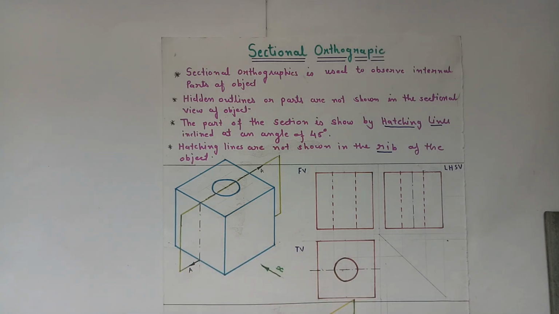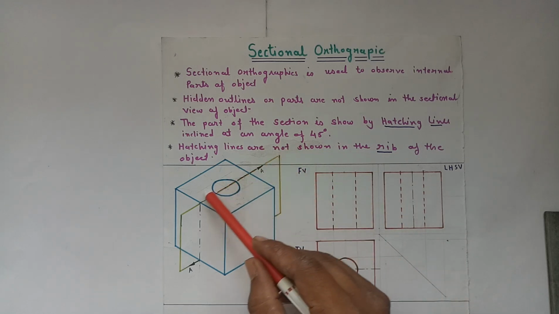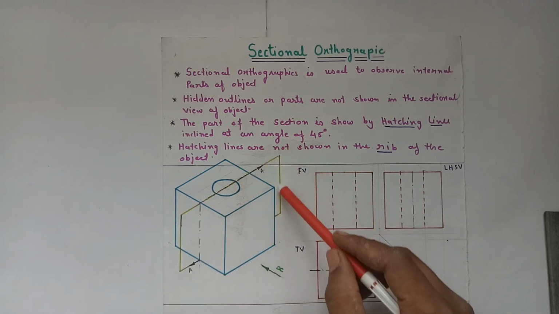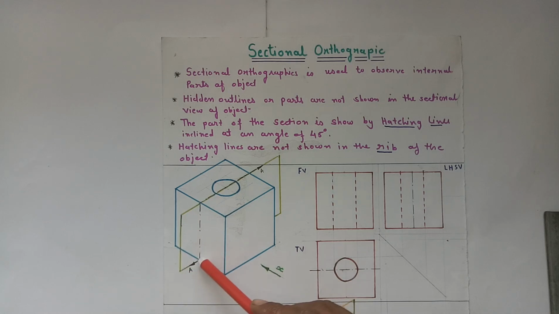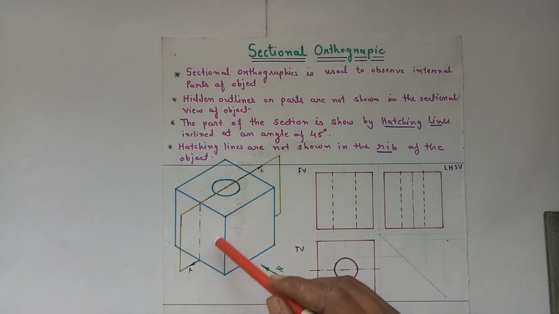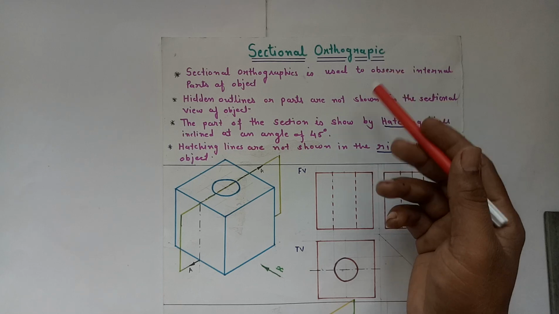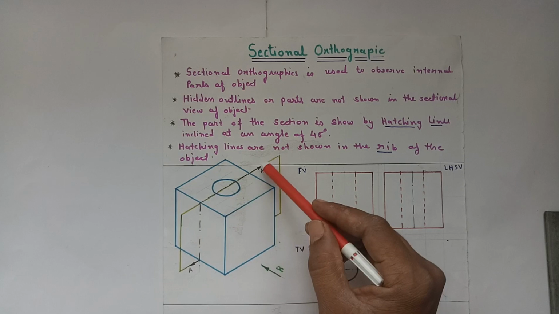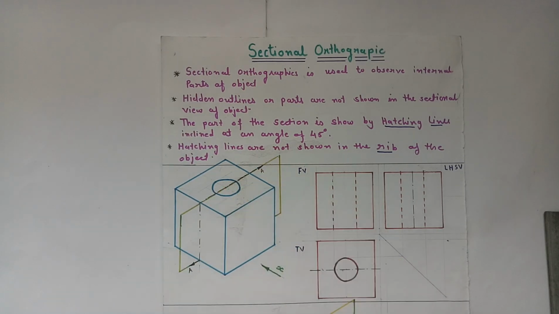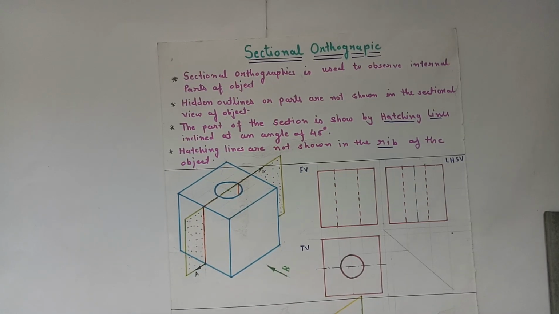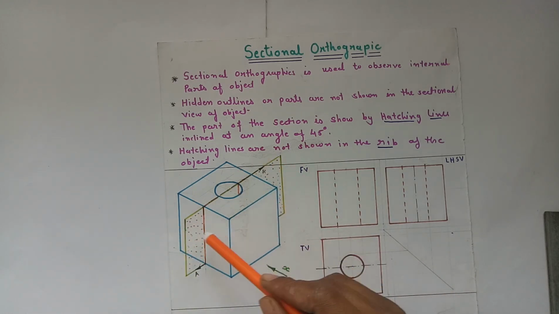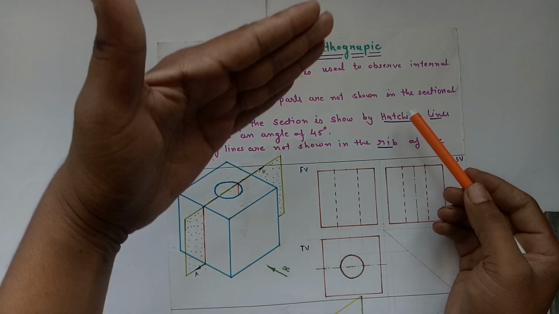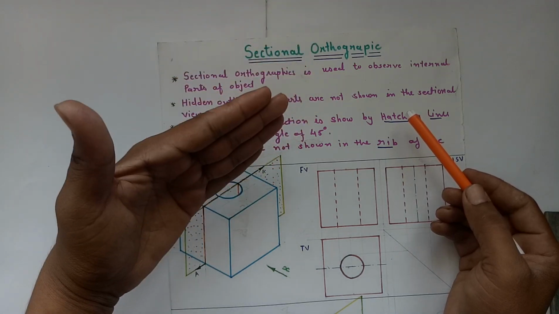Now to understand the cutting plane properly, we have also shown the cutting plane over here. Make sure that this cutting plane is not given in the object. Here, to understand the sectional orthographic properly, we have drawn the cutting plane passing through the cutting plane line. So now here we have shown the cutting plane. So we have cut the object by using the cutting plane over here.